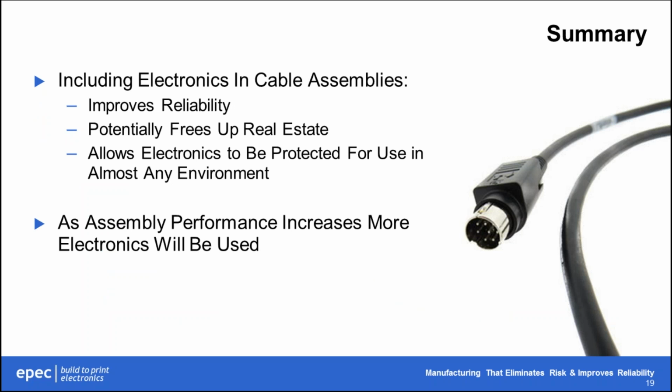So in summary, I'd like to close and say, including electronics in cable assemblies really does improve reliability. It frees up real estate on the equipment the assembly is going to be connected to. And it allows electronics to be fully protected from almost any environment. As assembly performance increases in the future, the inclusion of electronics into the assembly will increase to make everything more reliable.